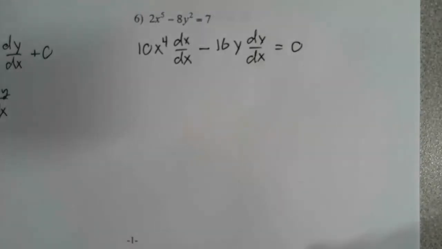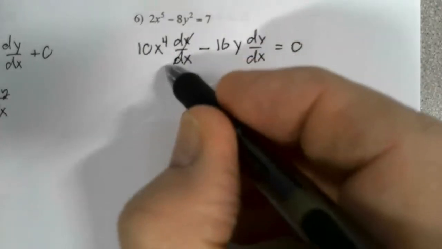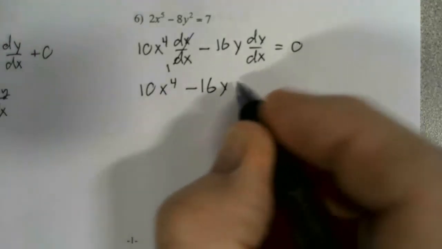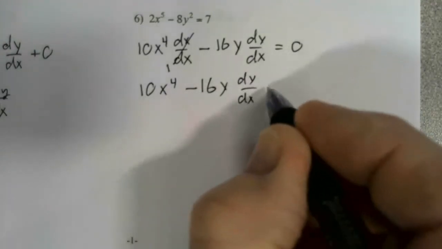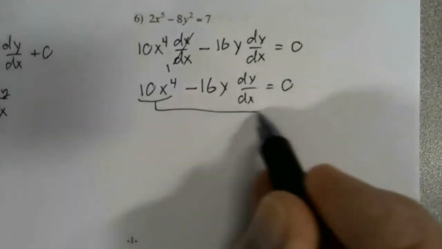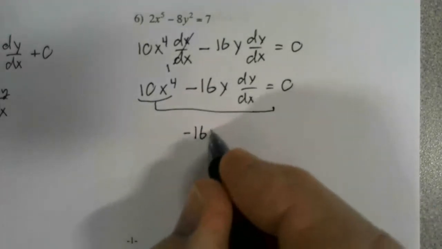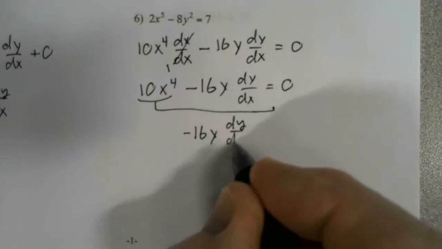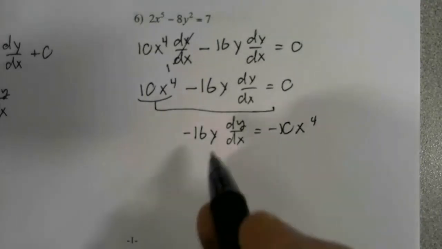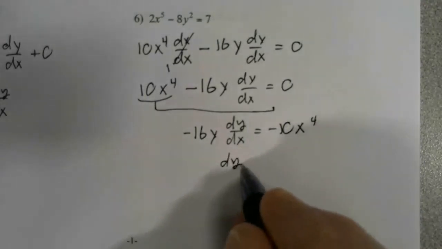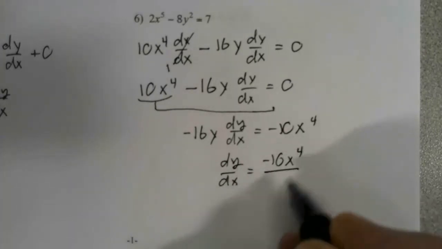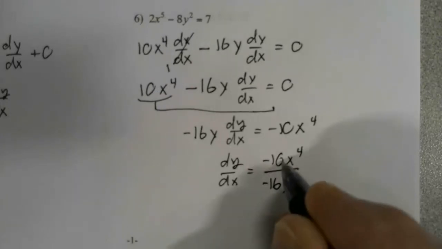and that's going to be equal to 0. This reduces to 1, so I'm left with 10x to the 4th minus 16y dy/dx equals 0. I'm going to move this to the other side. So that is negative 16y dy/dx equals negative 10x to the 4th. And then I'm going to divide by negative 16y. So dy/dx equals negative 10x to the fourth over negative 16y.